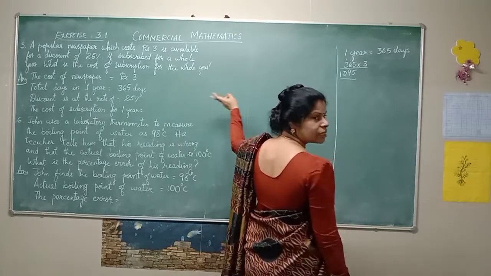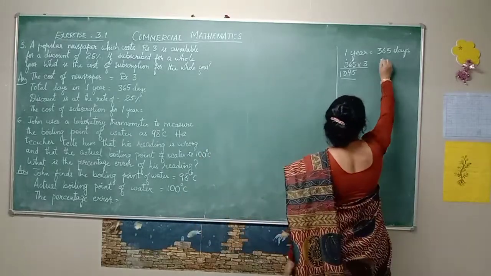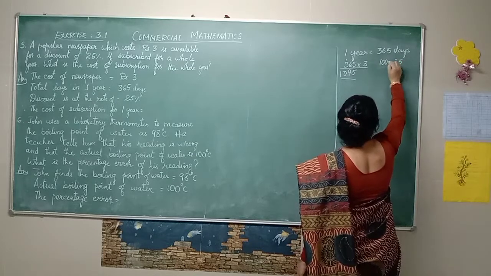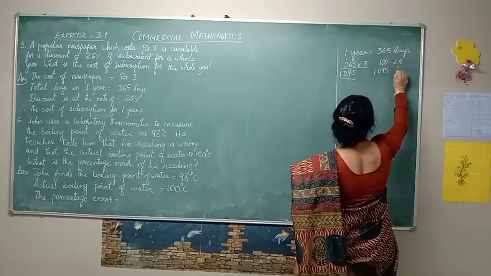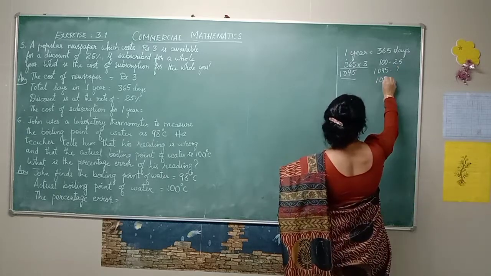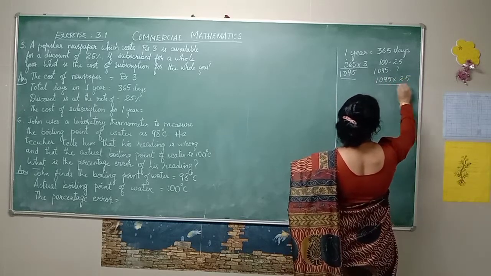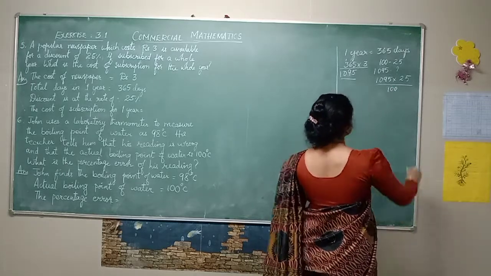It is a discount of 25%. So for 100, it is a 25% discount. Then for 1095, how much do you get? So you should see now, 1095 into 25 by 100. If you do, how much does it come to?